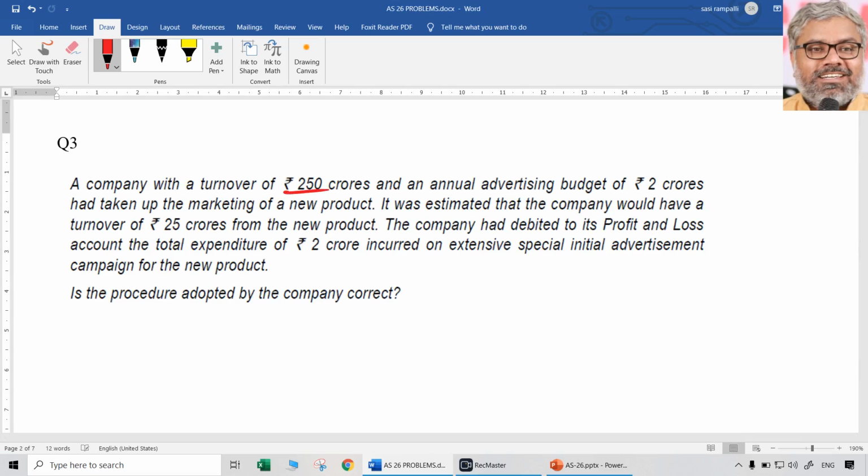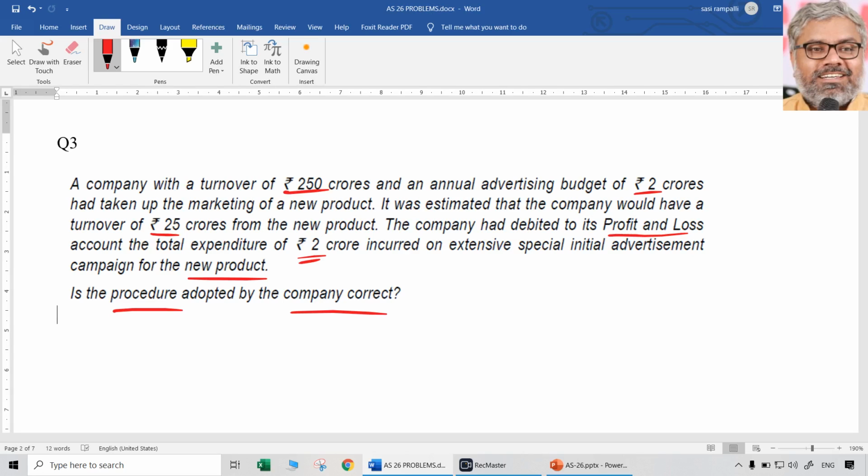A company with a turnover of 250 crores and an annual advertising budget of 2 crores had taken up the marketing of a new product. It was estimated that the company would have a turnover of 25 crores from this new product. And the company has debited its profit and loss account the total expenditure of 2 crores that was incurred on the extensive special initial advertisement campaign for the new product. Is the procedure adopted by the company correct?